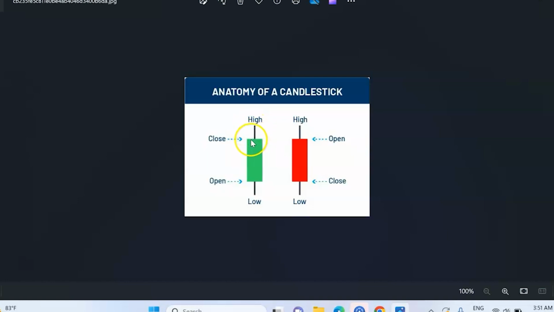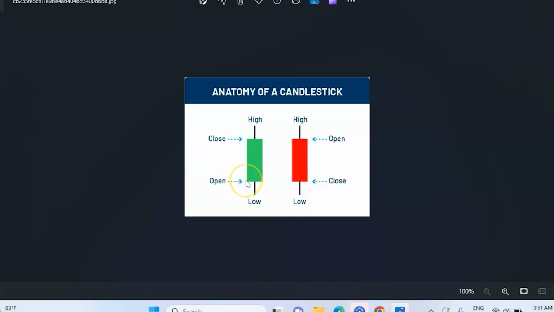And then it came down a little bit and closed. Even though it did not close as the highest point, it still closed much higher than where it opened. That is why we call it a bullish candle. A bullish candle is any candle where the open is lower than the close. The open is down and the close is much higher. So that is what we call a bullish candle.